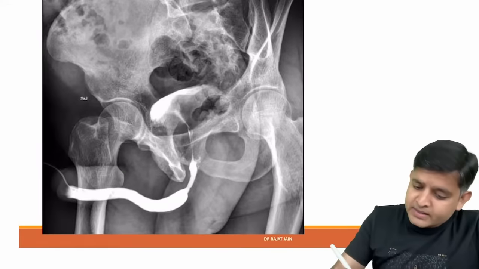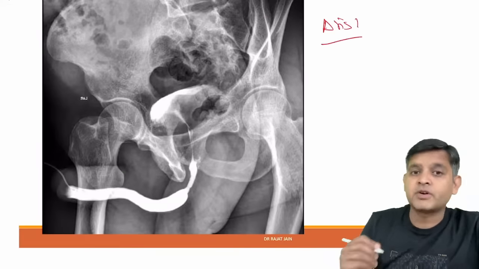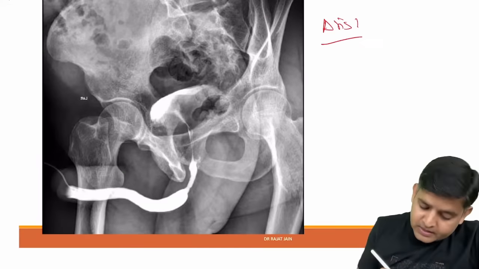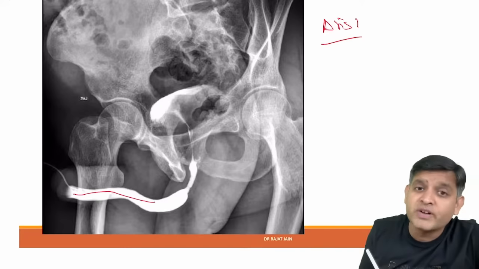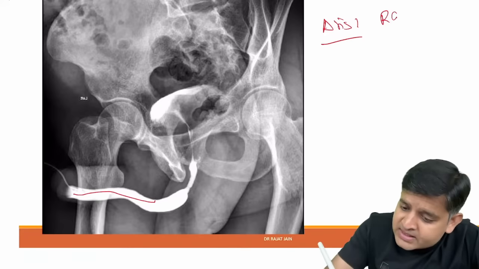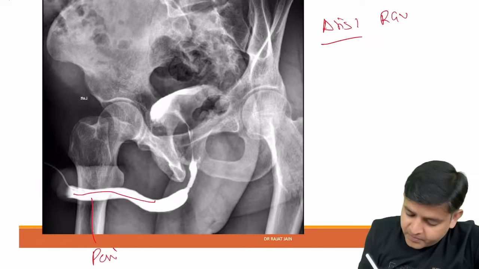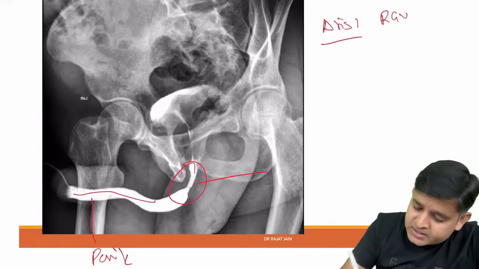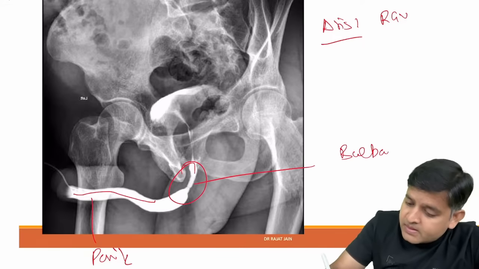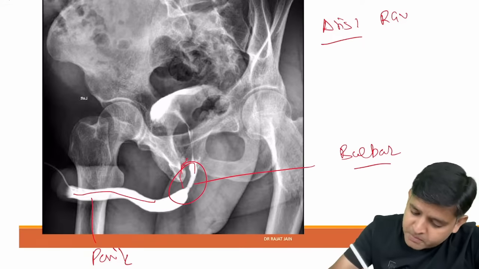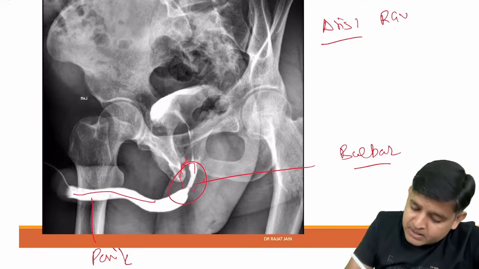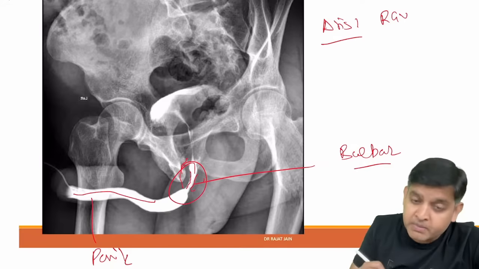Tell me, diagnosis of this case. What do we see? If the anterior urethra is so very well seen, always remember that this is an RGU. Okay, so this is the penile urethra. This is the bulbar urethra. Normally, the bulbar urethra should be bigger than the penile urethra. But now I am seeing narrowing in the bulbar urethra.